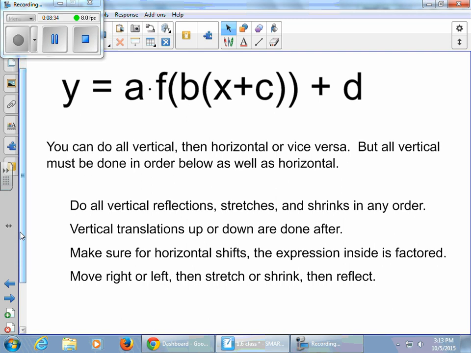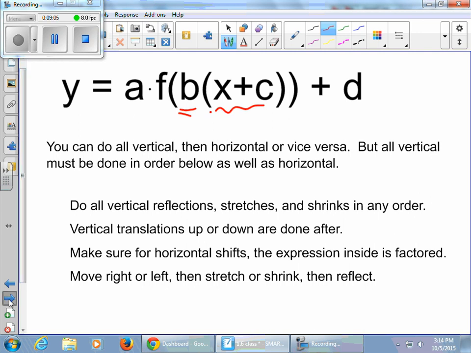So with vertical, you have to do reflections, stretches, and shrinks before you move up or down. With horizontal, make sure it is factored, move right or left, which means you'd be doing the thing inside, then stretch or shrink it by that, and lastly, reflect it.